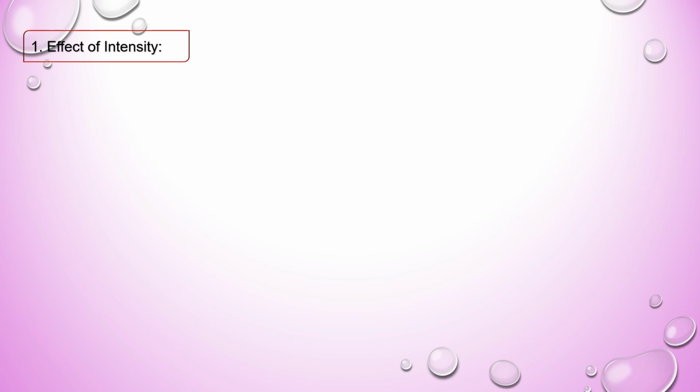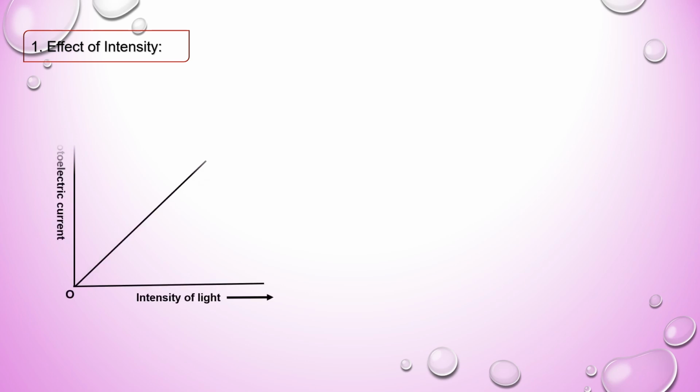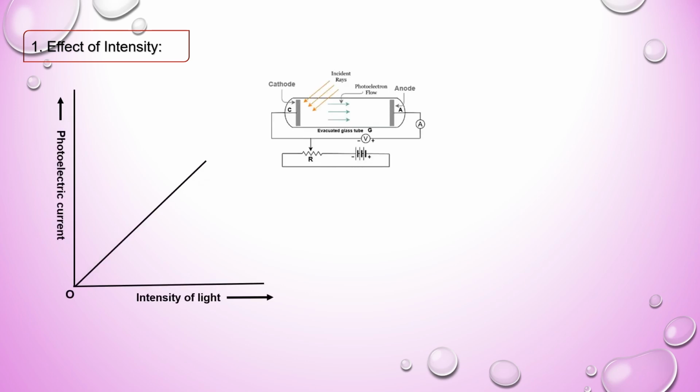First, what is the effect of intensity of light? When we fix the frequency and only the intensity of light is varied, then it is observed that photoelectric current increases linearly with the intensity. It means that on increasing the intensity of light, more number of photoelectrons are emitted by the photocathode reaching the anode, and hence we observe larger photoelectric current in the circuit.